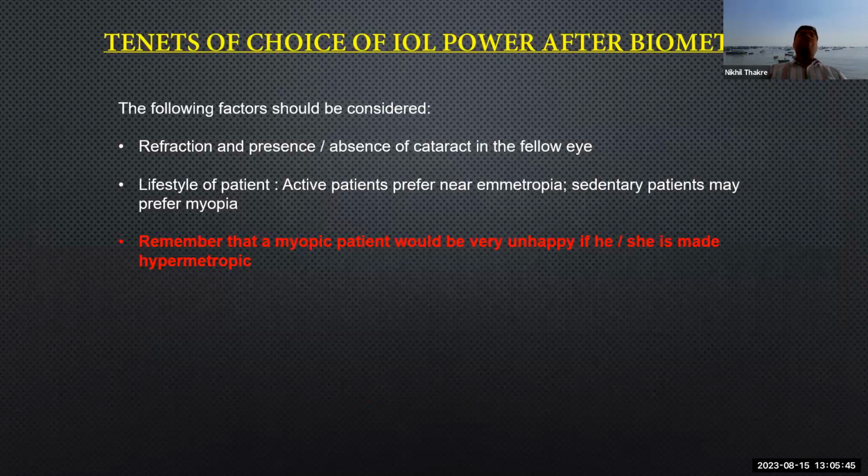How to choose the power of the lens? The following factors have to be considered. What is the refractive status and presence or absence of cataract in the fellow eye? What is the lifestyle of the patient? And remember, a myopic patient would be unforgiving if he or she is made hypermetropic.